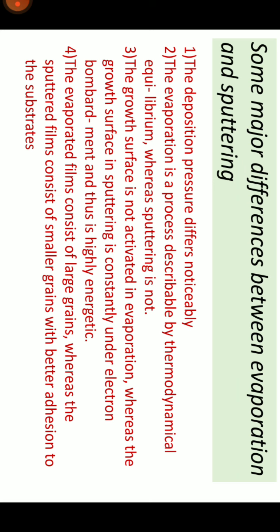Then the evaporation is a process describable by thermodynamic equilibrium, whereas the sputtering is not. The growth surface is not activated in case of evaporation, whereas in case of sputtering the growth surface is constantly under electron bombardment, and thus it's highly energetic. The evaporated film consists of large grains, whereas the sputtered film consists of smaller grains with better adhesion to the substrate.